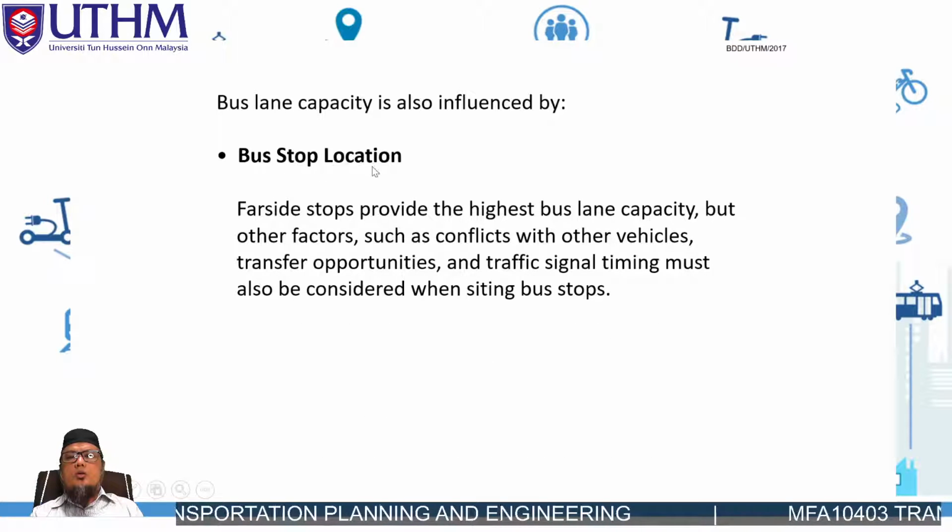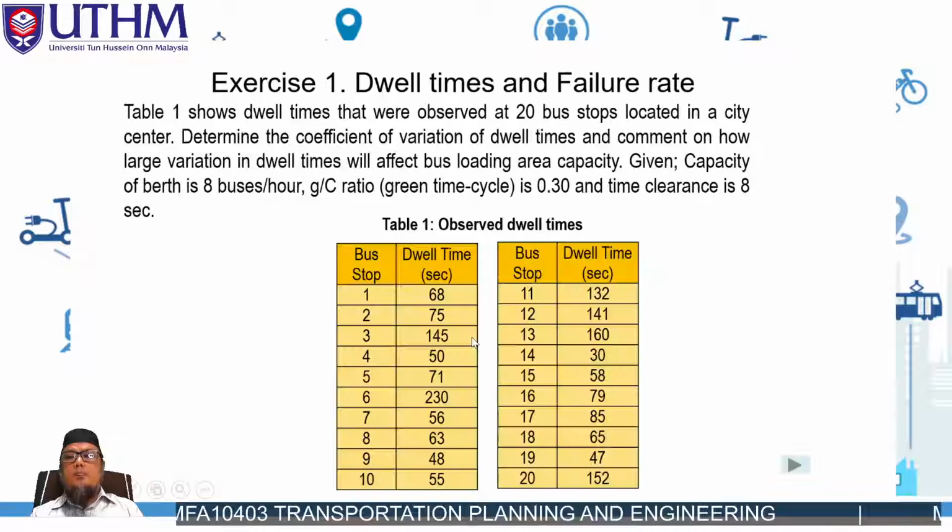Bus stop locations. Far side stops provide the highest bus lane capacity. This is quite a good practice, where we can move a bus stop to after the intersection. But other factors such as conflict with other vehicles, transfer opportunities and traffic signal timing must be considered when setting this bus stop.